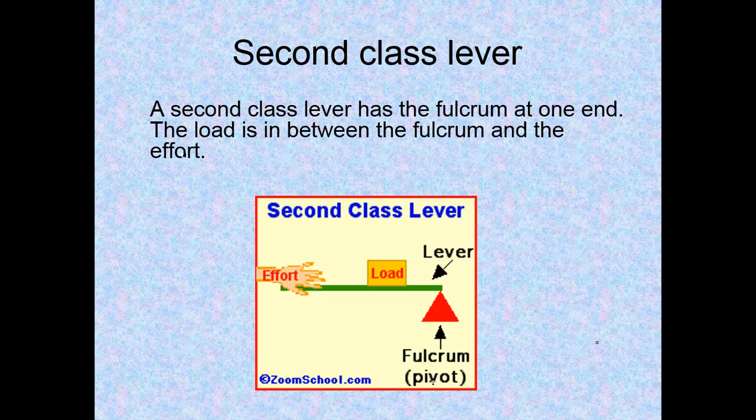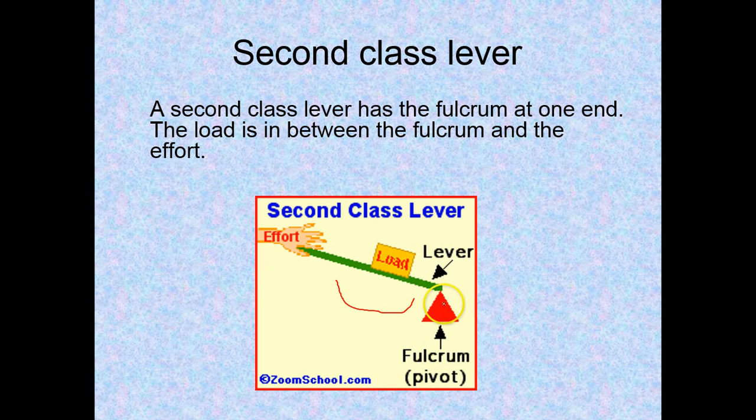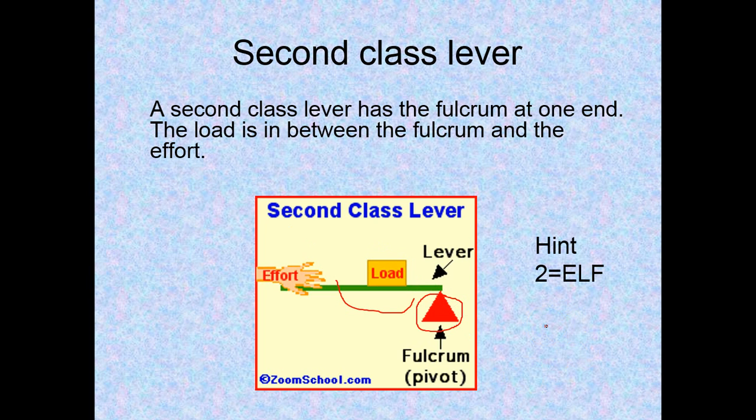A second-class lever has the fulcrum at one end, while the load is in between the fulcrum and the effort. So here you can see the load, the object we're moving, has moved into the middle. If you added a barrel to this and you made the fulcrum a wheel, this would look like a wheelbarrow. Your hint for remembering the second-class lever is remember second-class ELF. Remember the word ELF. If you can spell the word ELF, you see it goes effort, load, fulcrum. So the load is in the middle. That's what you need to remember to get the second-class lever.